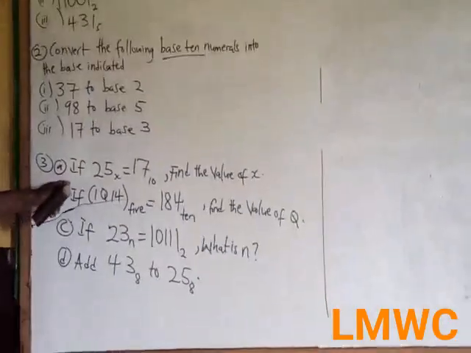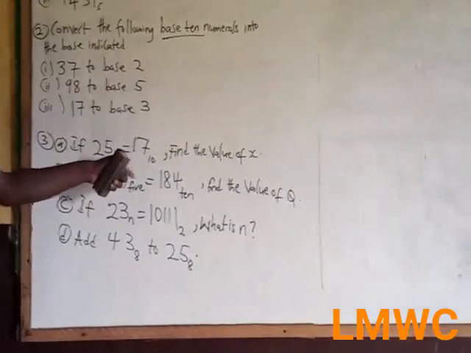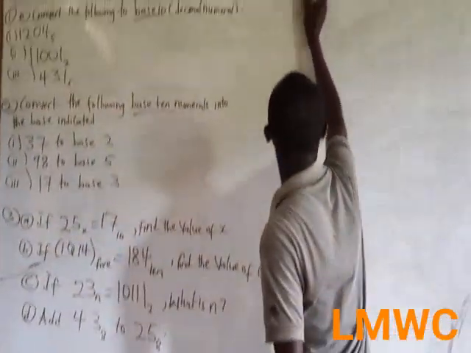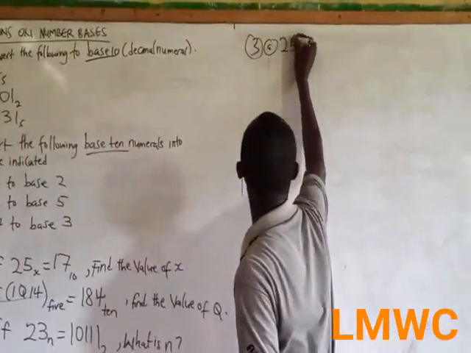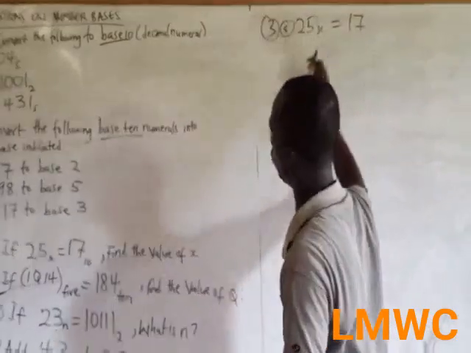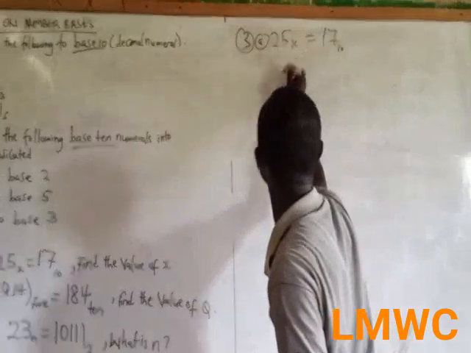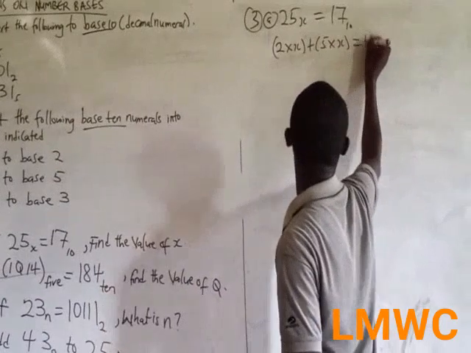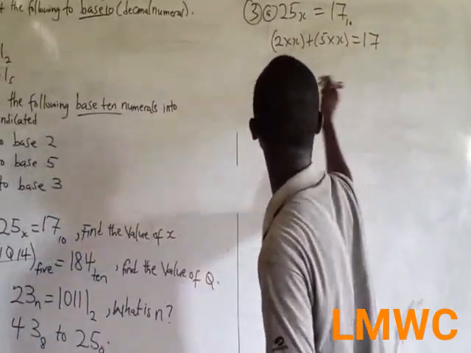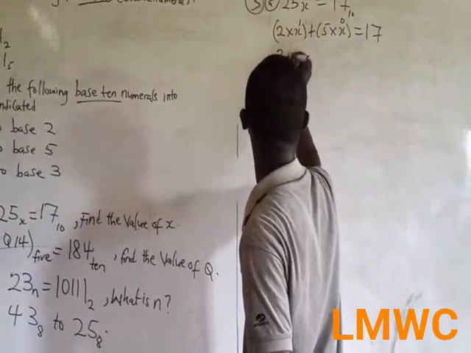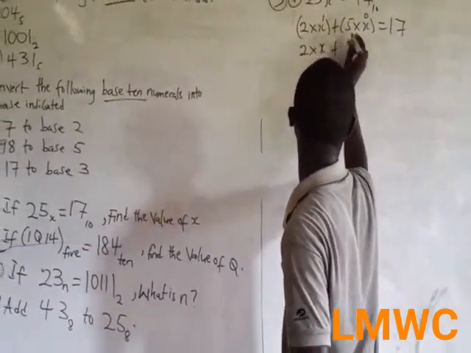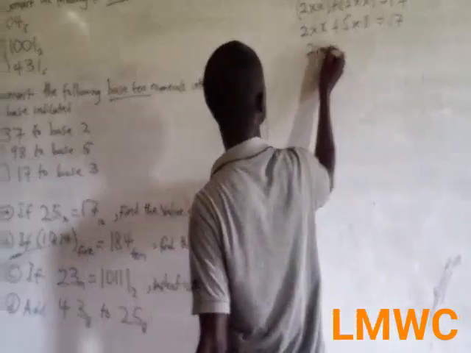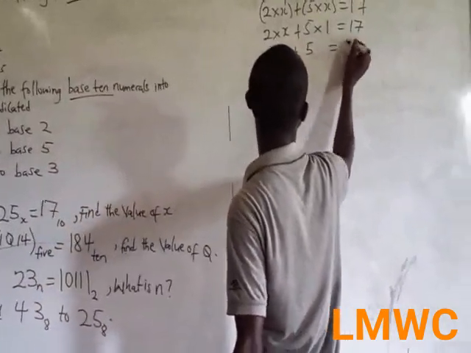The third part: if 25 base x is equal to 17 base 10, find the value of x. So you have 25 base x equal to 17. You multiply this one by the x. So 2 times x plus 5 times x equal to 17, because this is the same as base 10. So 0, 1. 2 times x raised to the power 1 is x, plus 5 times x raised to the power 0 is 1, equal to 17. So 2x plus 5 equal to 17.